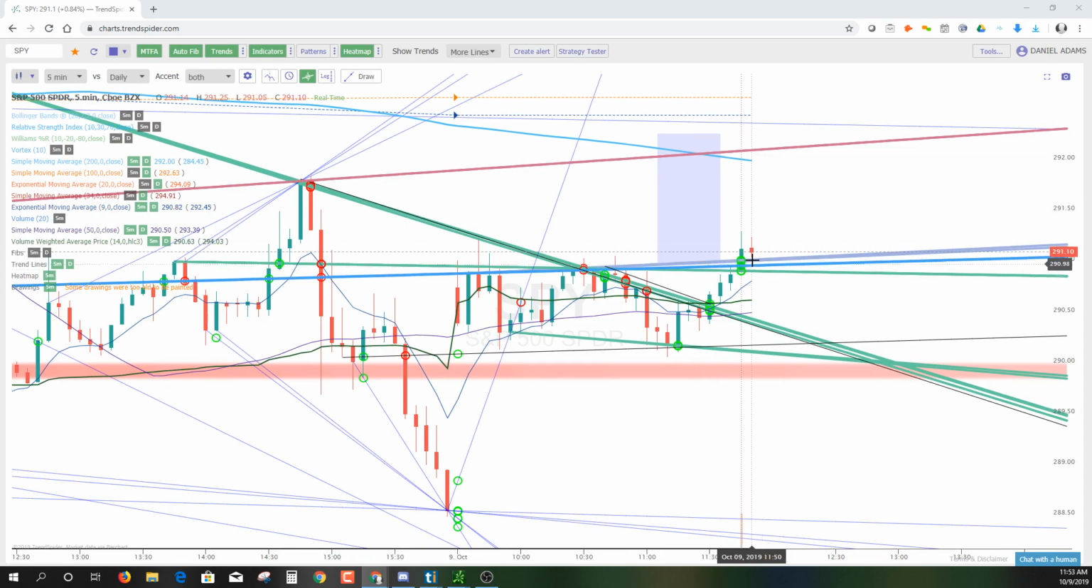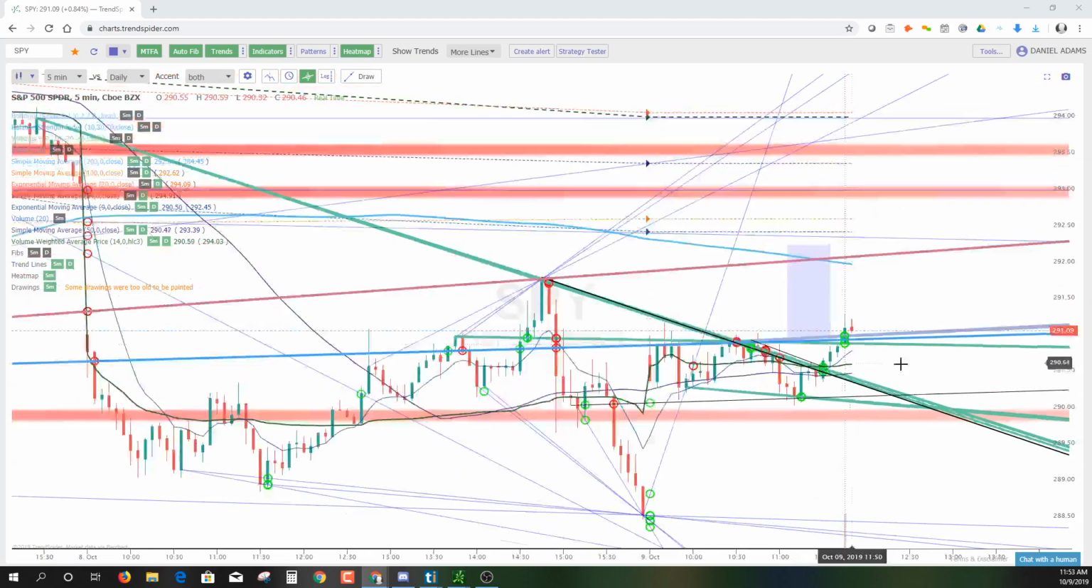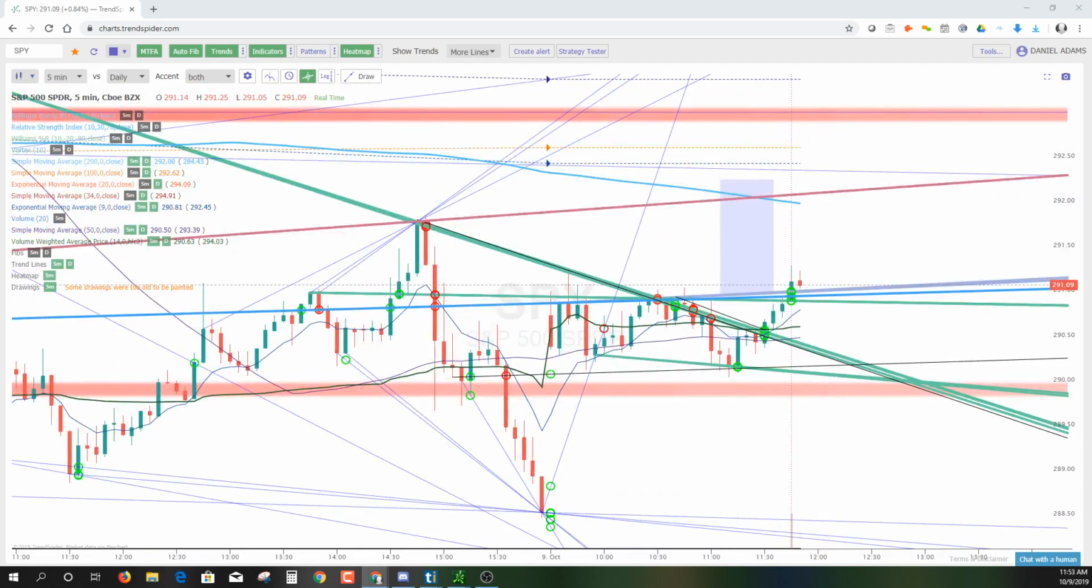All right, so maybe we'll back test these trend lines. If we fall back inside them, it would be kind of a bearish top. Again, if you're scalping, you've got a little bit tighter risk management.